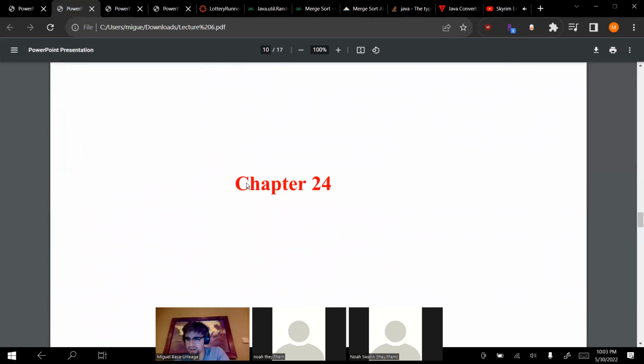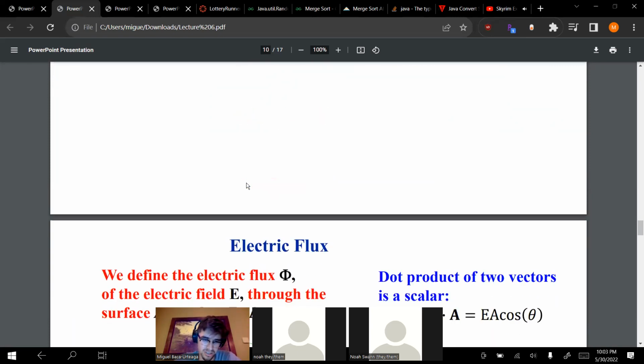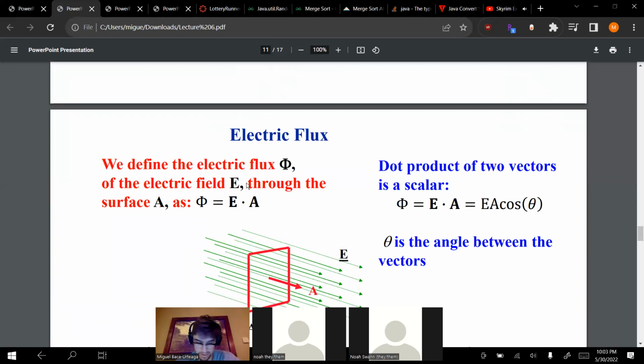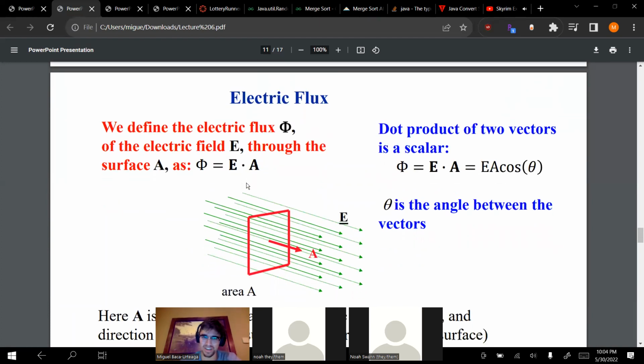Okay, wait, okay, now I know where we are. That's good to see. Yeah, this shouldn't be too crazy. So chapter 24 in the textbook that we have is called Gauss's law, which, oh yeah, flux, the concepts of electric flux. Okay.